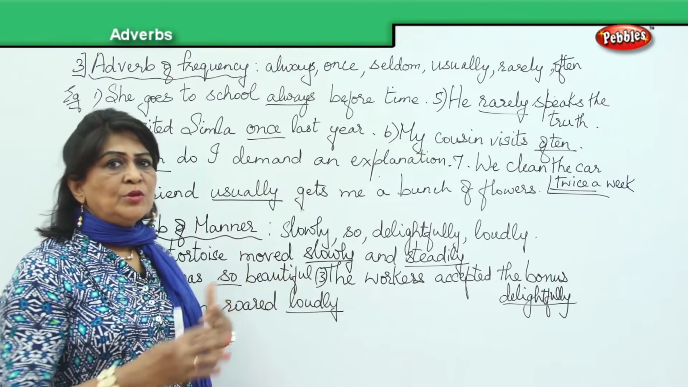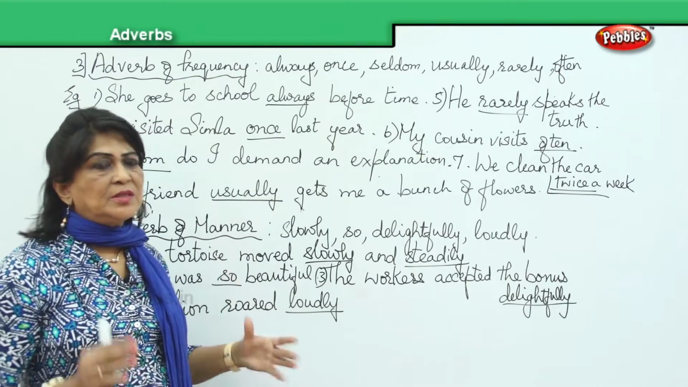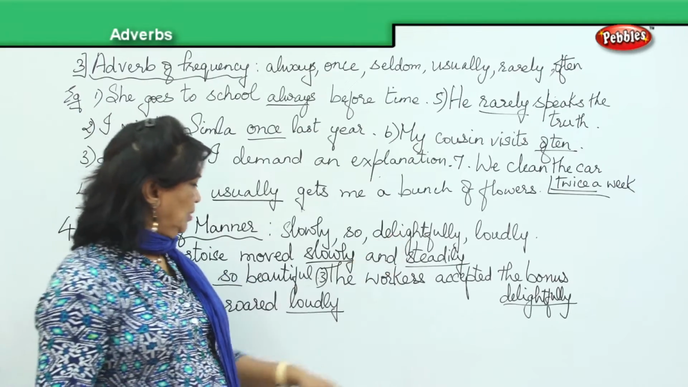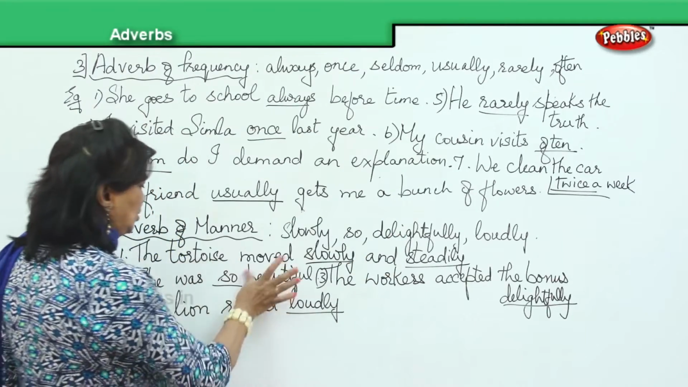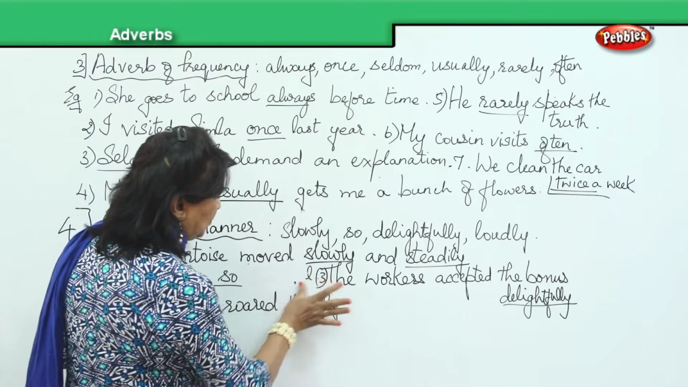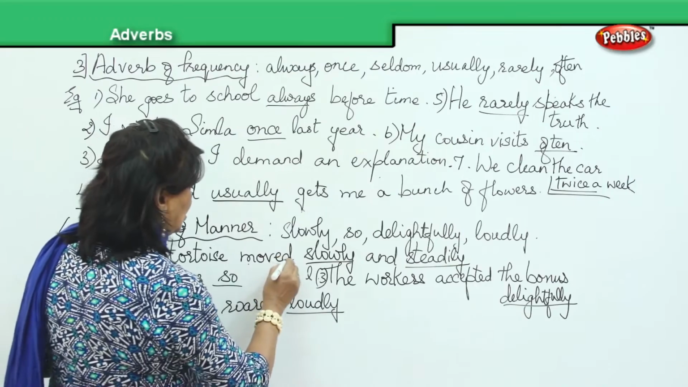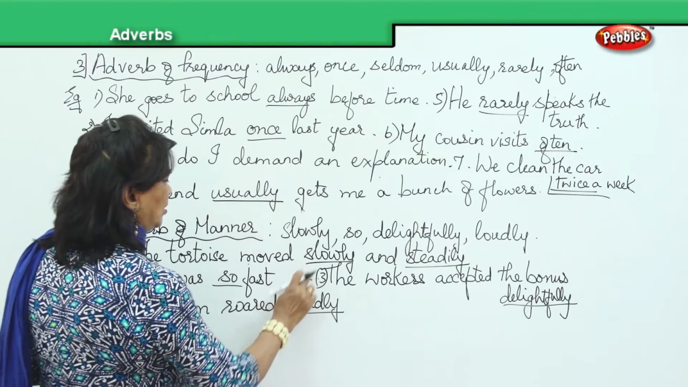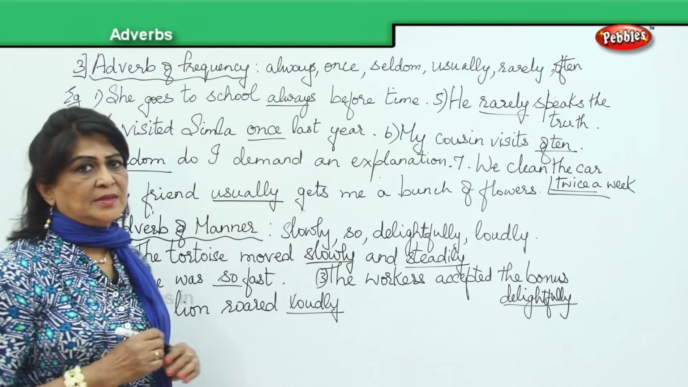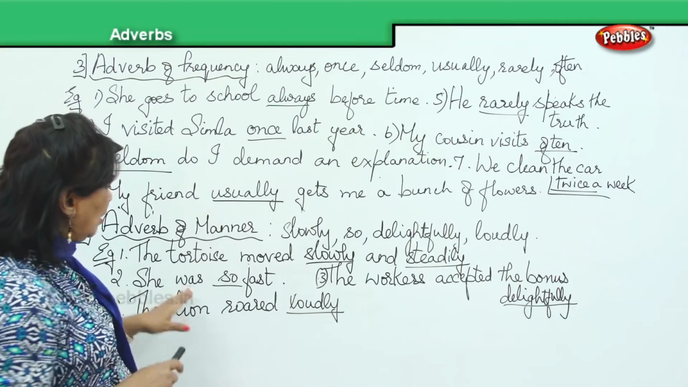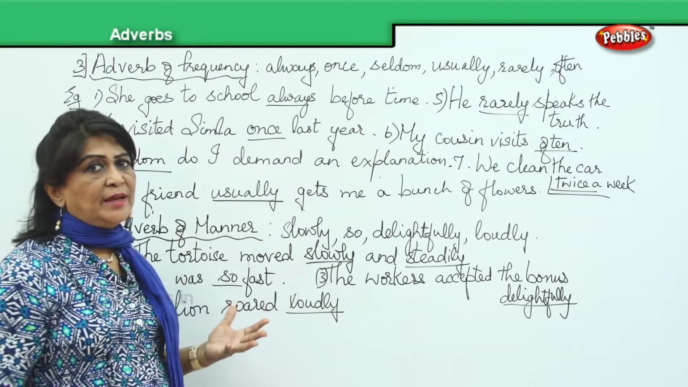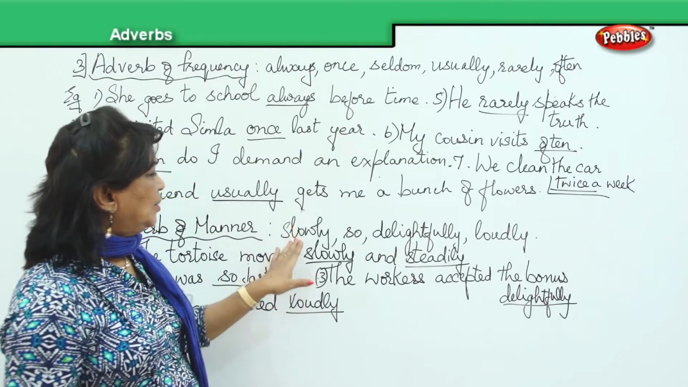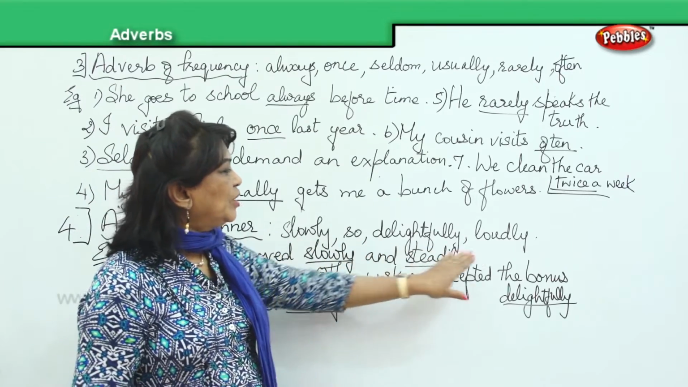Adverb of manner denotes the manner in which an action is done. Slowly, so, delightfully, loudly. I'll give you another example: she was so fast. I could not catch up with her. It denotes the manner in which she had run. So the tortoise moved slowly. These are the words: slowly, so, delightfully and loudly.